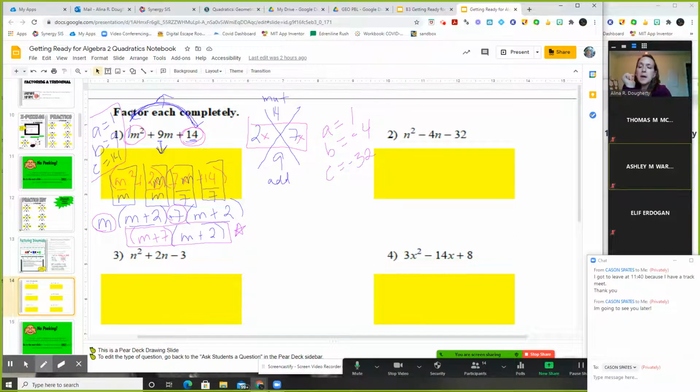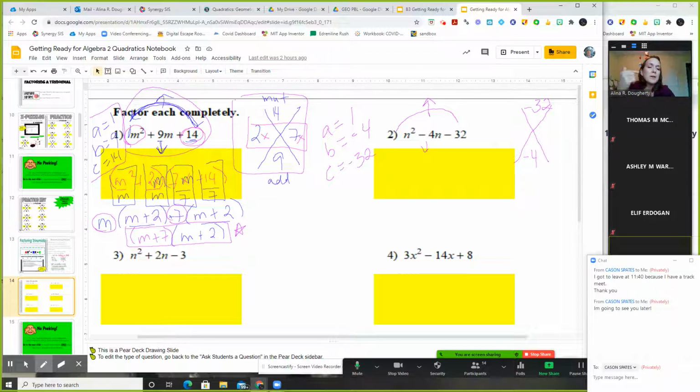So when we multiply, because that's the next step, is to set up this X puzzle, we want to multiply 1 times negative 32, and that goes where? 1 times negative 32, that goes to the top, right? And then what goes to the bottom? The negative 4, absolutely. So A times C goes to the top of the X puzzle, and the B goes to the bottom, always and forever.